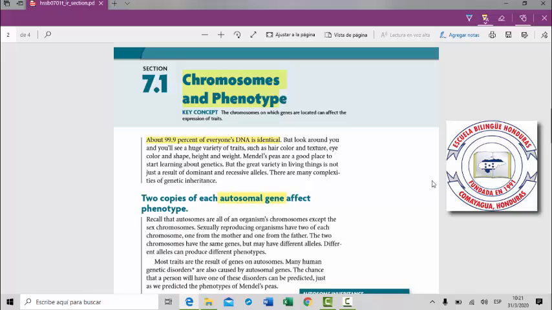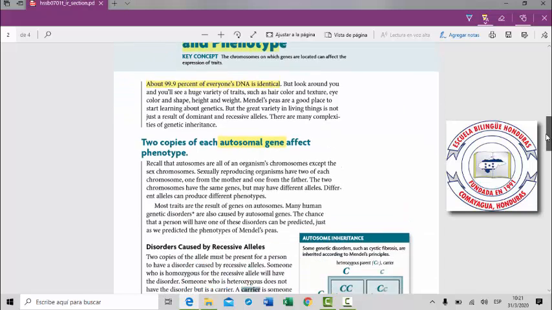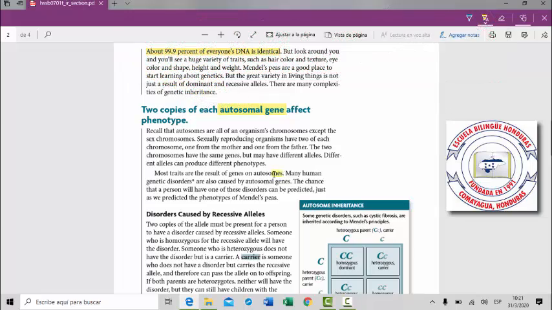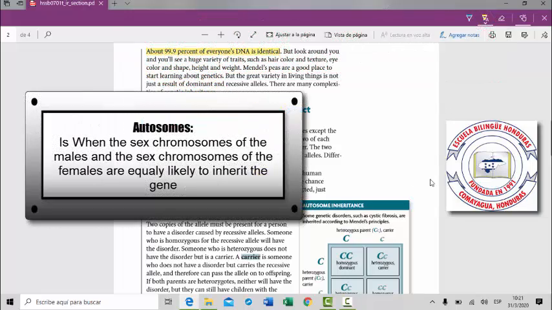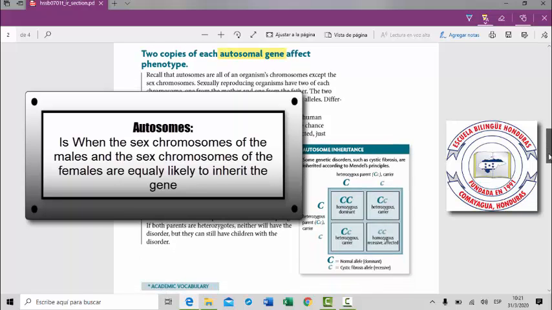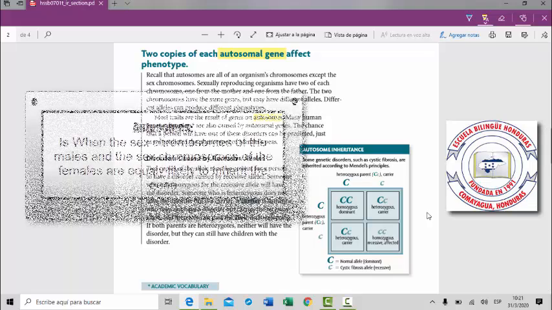What does autosomal gene mean? It is when the gene is located on one of the autosomes. What are the autosomes? They are chromosomes that the male, with sex chromosomes X and Y, and the female, with sex chromosomes XX, are equally likely to inherit the gene from.